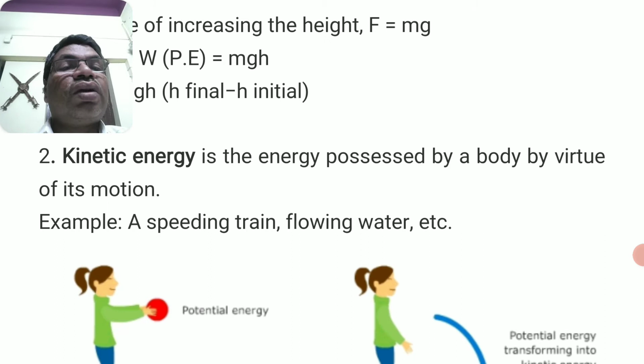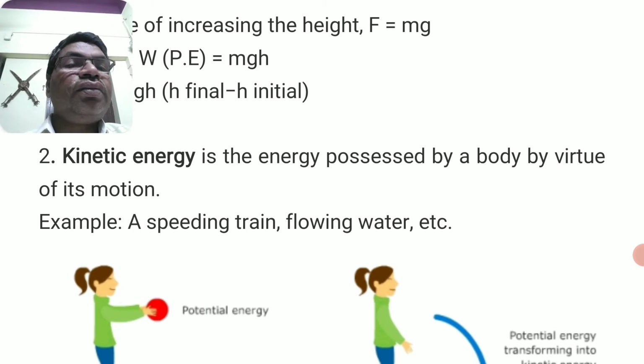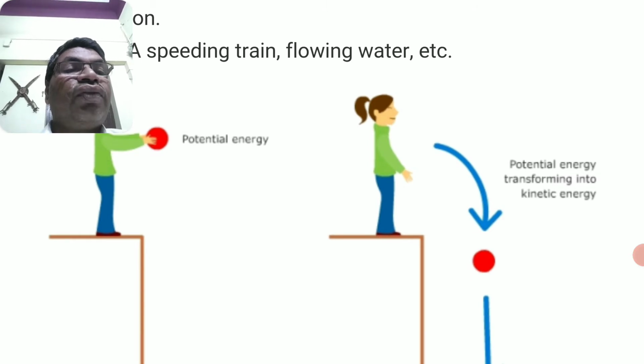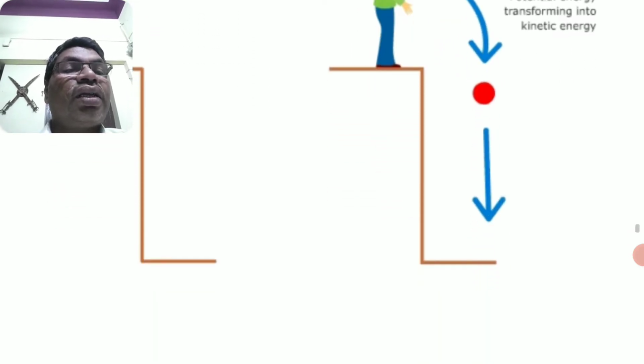Let us get into kinetic energy. It is the energy possessed by a body by virtue of its motion. Example, a speeding train, flowing water, etc. Here you can see the difference between potential energy and kinetic energy in the pictures.